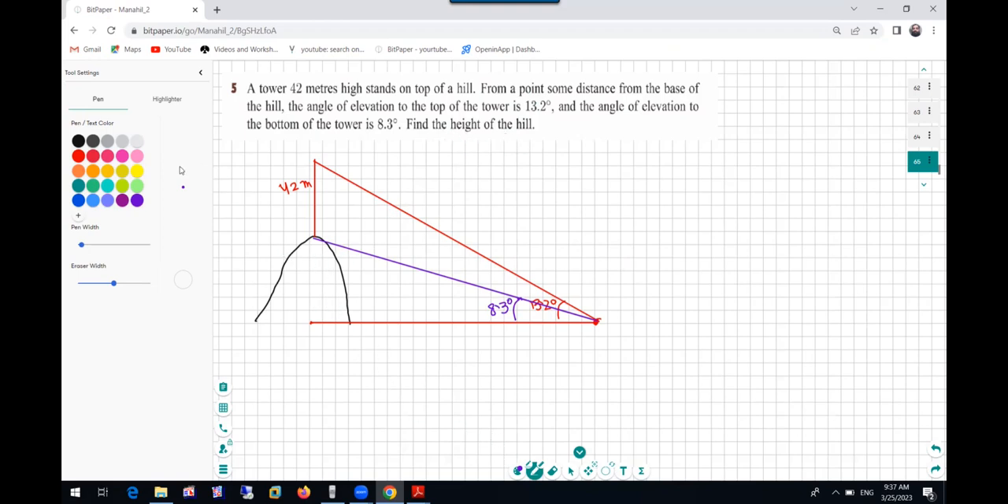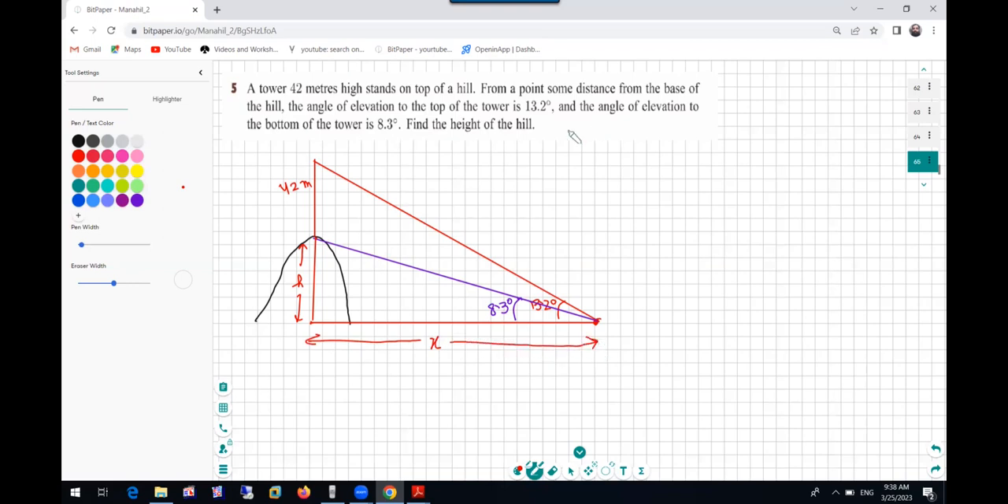So height of the hill is obviously this. Yeah. So we need this h. Right? Yeah. Nothing is given except this 42 length and 2 angles. Okay, so if I say this length is, this length is x.